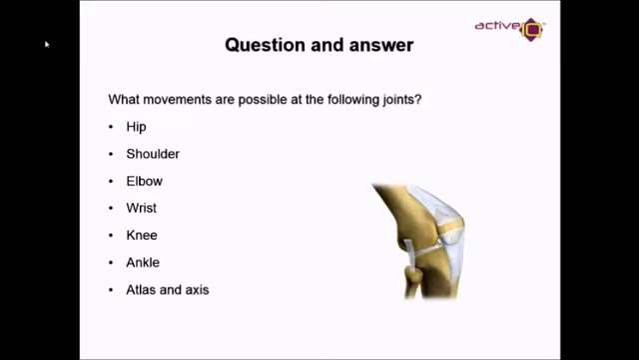Alright? The same thing is going to be possible at the shoulder. The shoulder can flex and extend. We can flex our shoulder up, we can extend it down. We can go out away from the body, abduction. We can come back in, adduction. We can also rotate at the hip, and we can rotate at the shoulder. So that type of movement is possible as well.